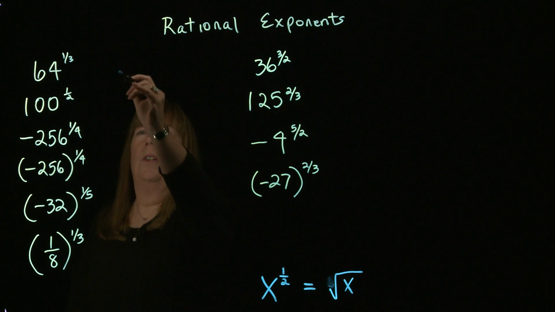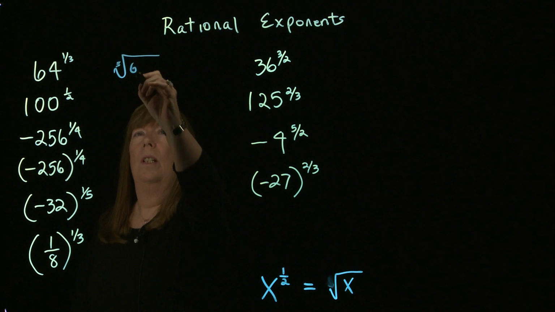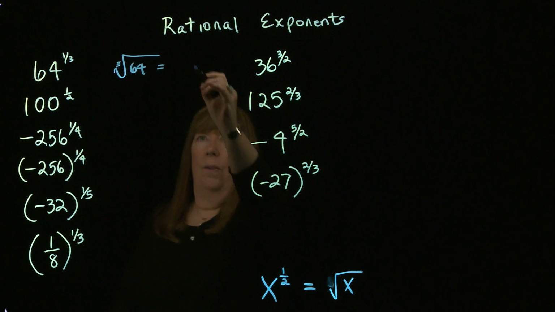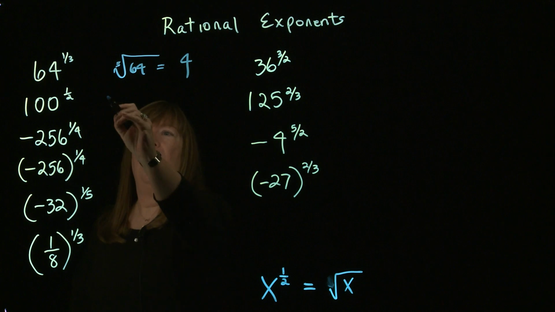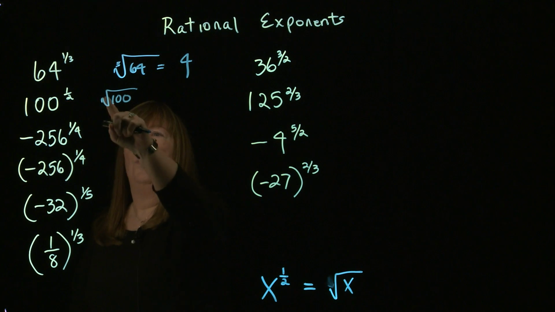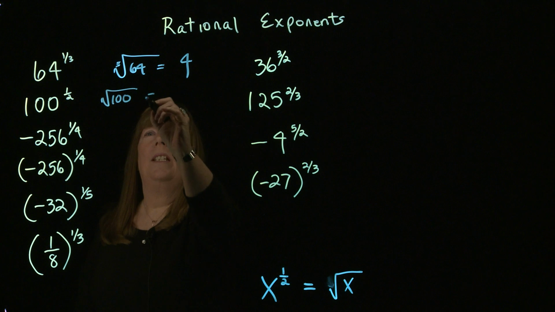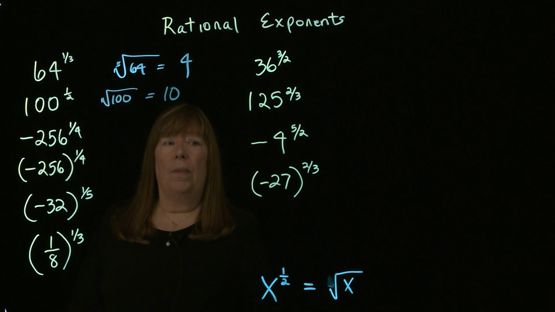64 to the 1/3 is the same as the cube root of 64. And the cube root of 64 is 4. 100 to the 1/2 is the same as the square root of 100. Notice the 2 is the index, and because it's a 2, we don't write it. But we can take the square root of 100, because 100 is a perfect square, and that'd be 10.